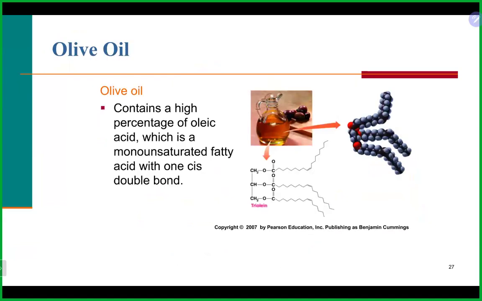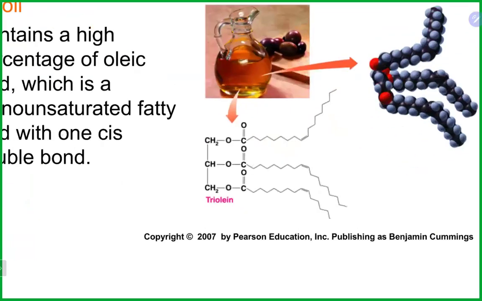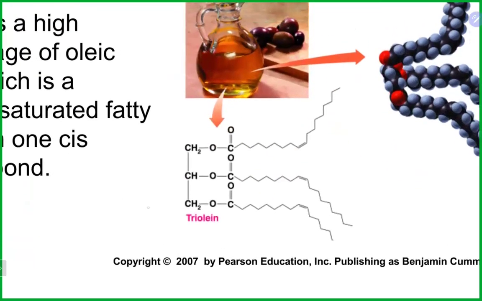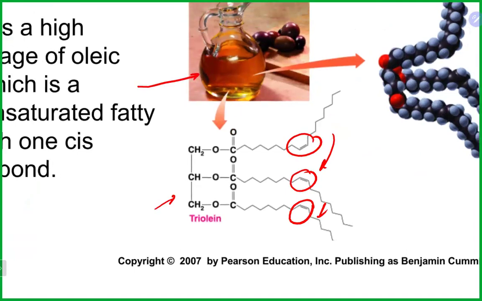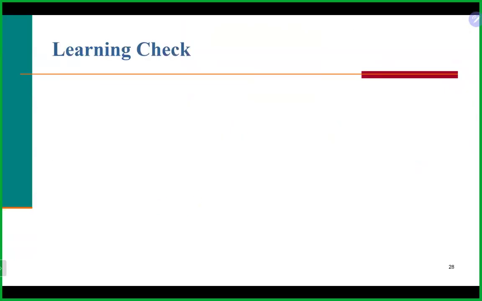Olive oils contain a high percentage of oleic acid, which is a monounsaturated fatty acid with 1 cis bond. You can see that is our glycerol unit, and here's our fatty acid. As a result of those double bonds, we're not going to get a lot of really close association of those carbon-hydrogen chains. The result is olive oil here, a more liquid fat rather than a solid fat at room temperature.